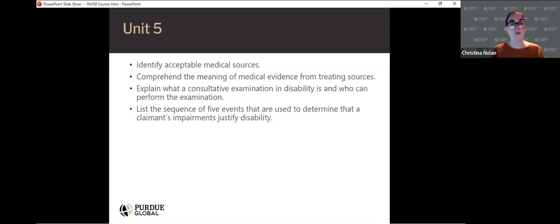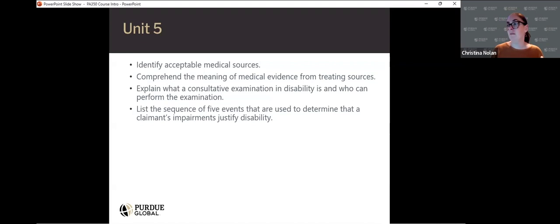Honestly, if you are interested in other areas of law, like personal injury, medical malpractice, workers' compensation, anything where there are medical records to be reviewed, this unit is going to help you with other areas of law as well. So we're looking at what are some acceptable medical sources. Is it best to have a neurosurgeon, or is a chiropractor okay?